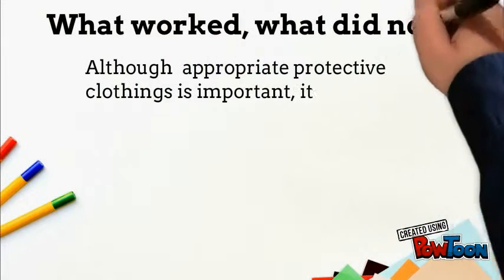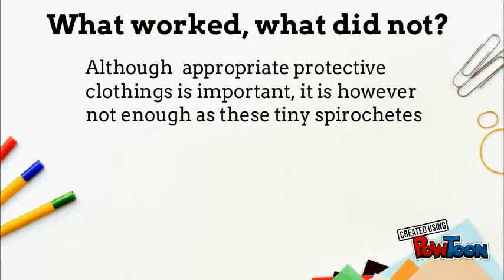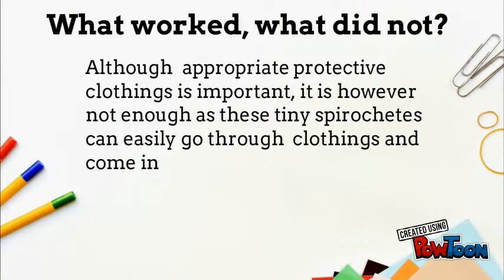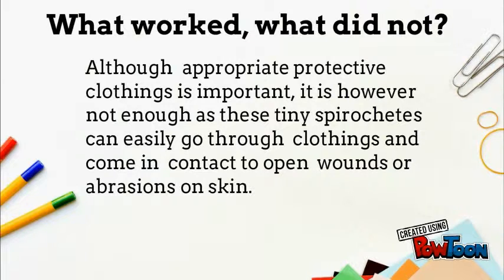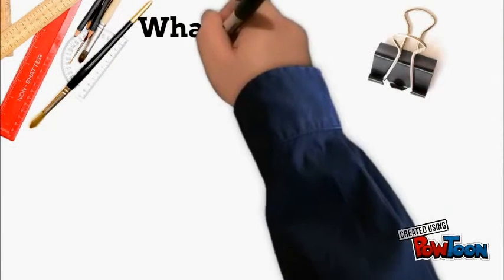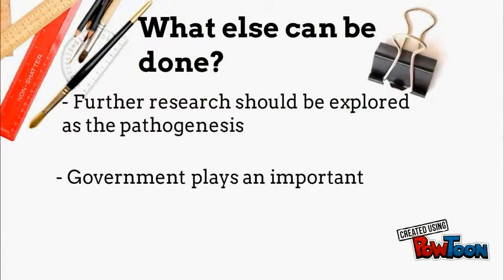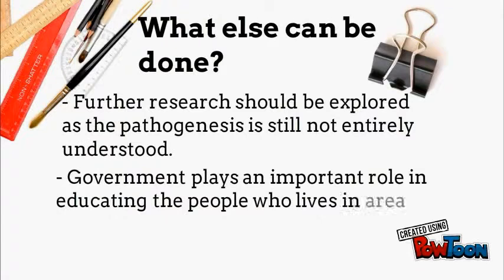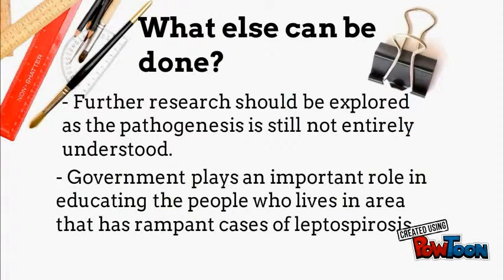Next, what worked and what did not? Well, although appropriate protective clothing is important, it is however not enough as these tiny spirochetes can easily go through clothing and come in contact with open wounds or abrasions on skin. Thus, clothing does not totally prevent leptospirosis. What else can be done? Well, further research should be explored as the pathogenesis is still not entirely understood. Also, the government plays an important role in educating the people who live in areas that have rampant cases of leptospirosis. Therefore, the government has to fulfill its responsibilities to raise awareness among the public.